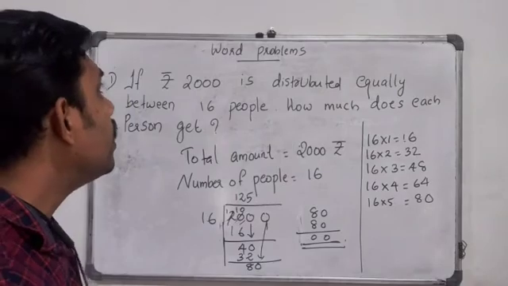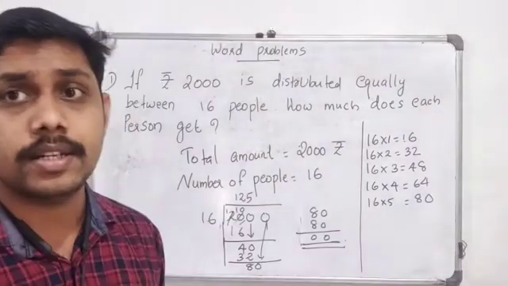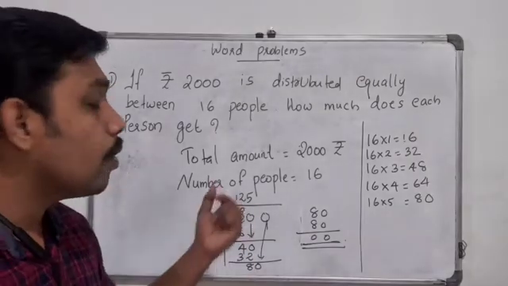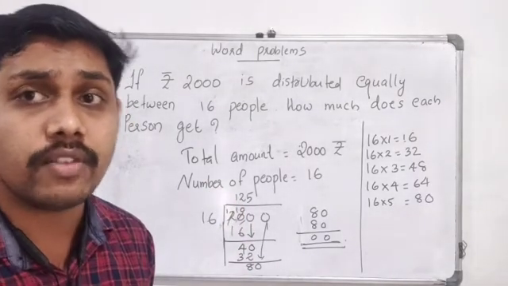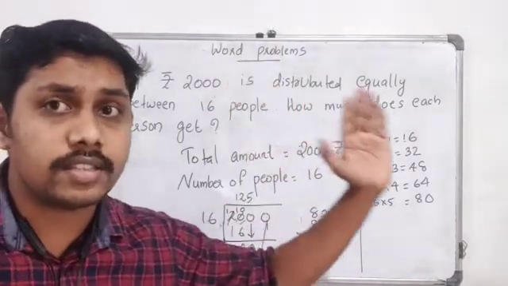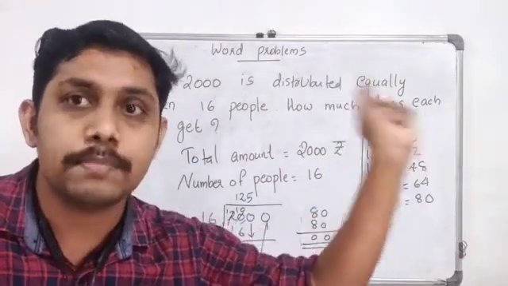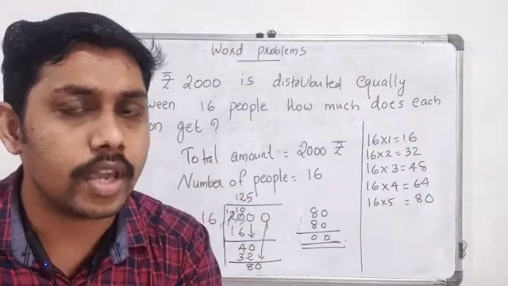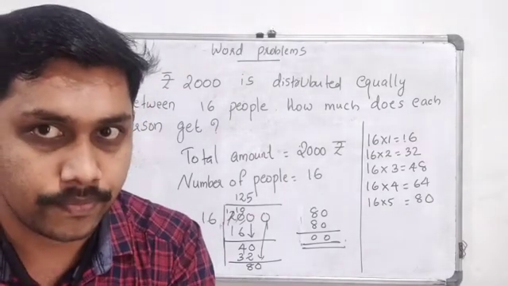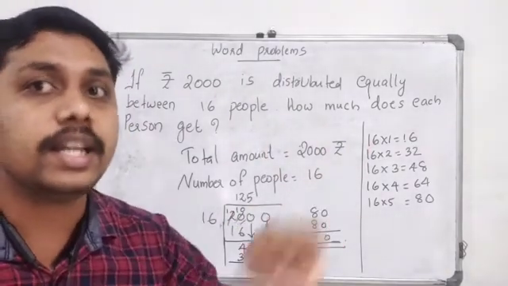So here 2000 rupees is distributed equally between 16 people. Then each one gets 125 rupees. There are 2000 rupees in our hand. We are going to divide this equally among 16 people. That means each person gets 125 rupees. You have to divide 2000 by 16. So the answer is 125 rupees, which every person gets in this problem.